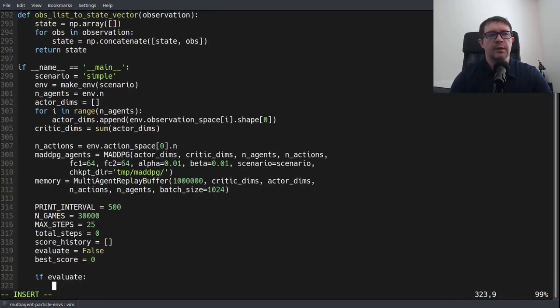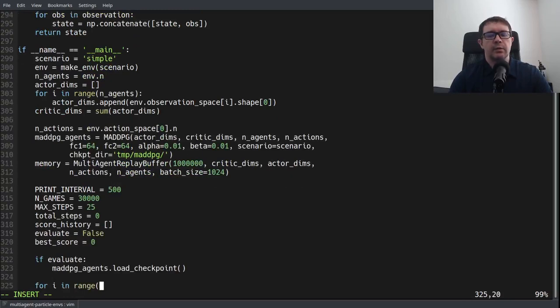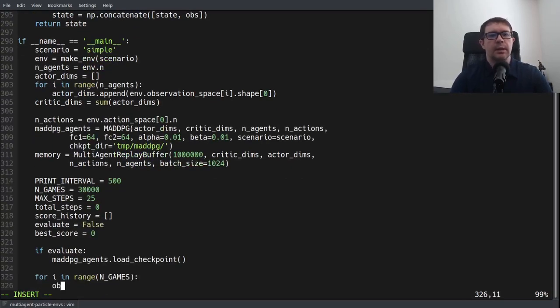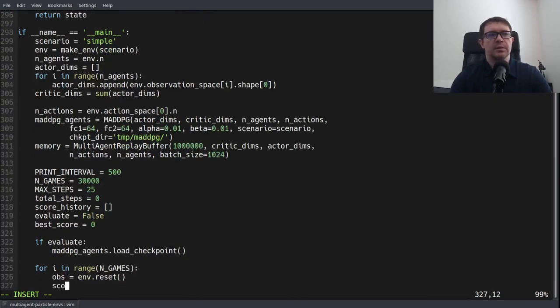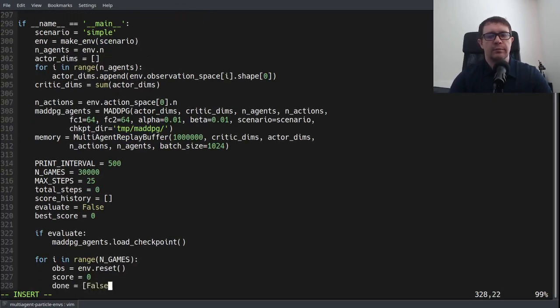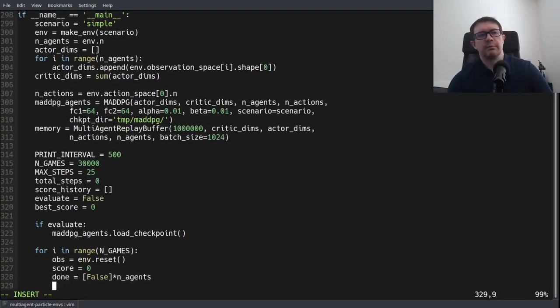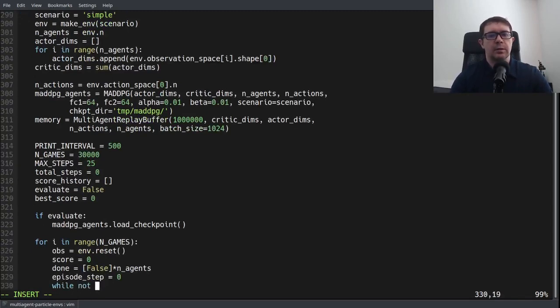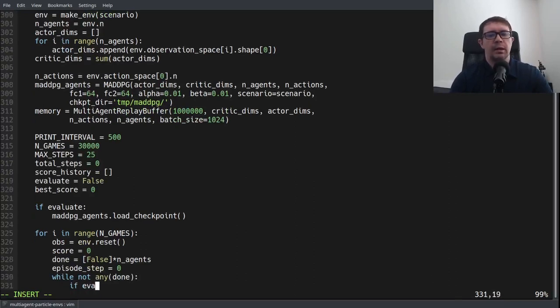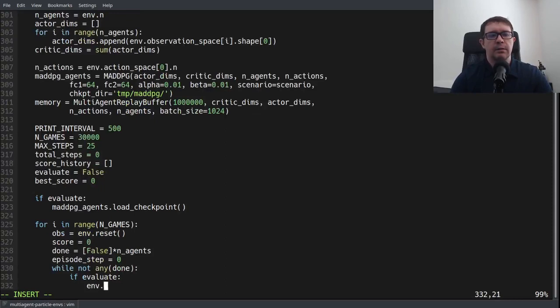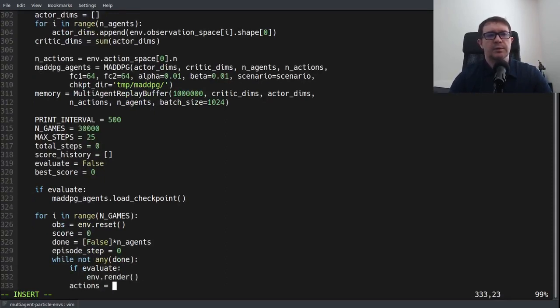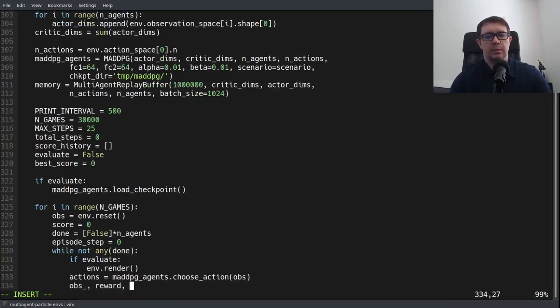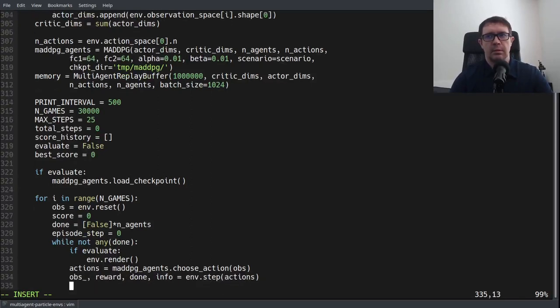If we want to evaluate, then we want to load a checkpoint. For i in range n games: observation = env.reset, score equals 0, done equals false times the number of agents, because it's a list of false, episode step equals 0. If evaluate, env.render. Actions, choose an action. env.step actions.